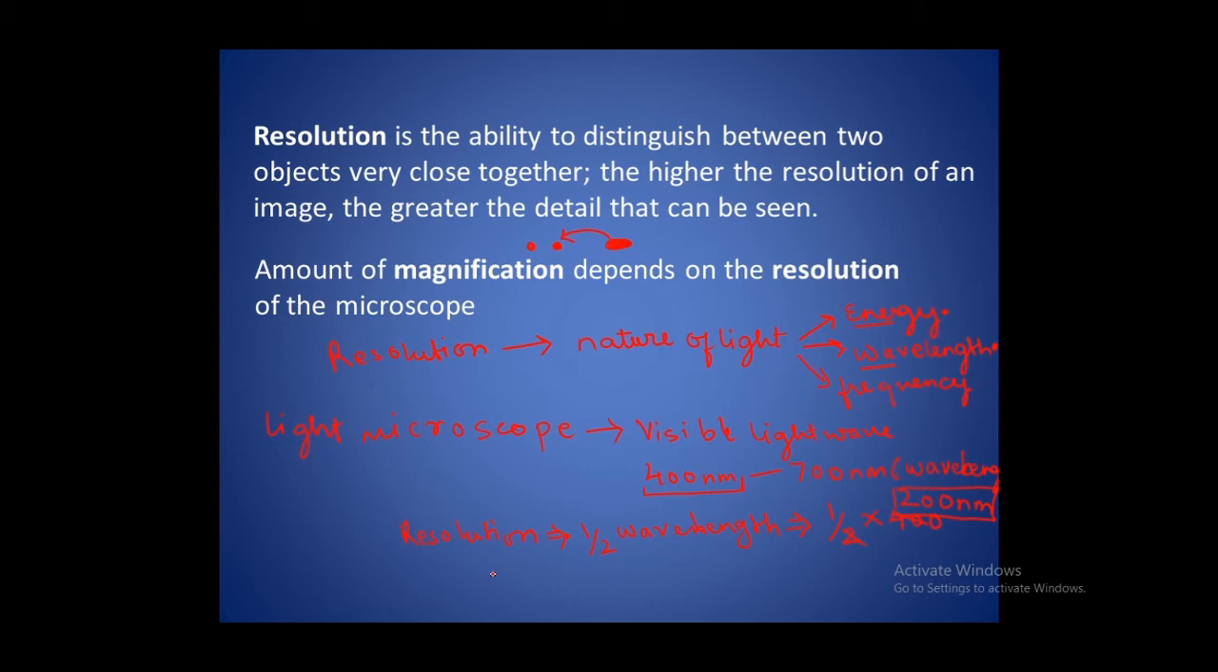So it is, as I told you again, greatly dependent on the nature of the light, especially the wavelength, and we know that higher the wavelength, lower will be the energy. Higher the energy, lower will be the wavelength. So if in a light microscope the lowest wavelength that can be used is 400 nanometer, and if you make a half of it, it will be 200 nanometer. So 200 nanometer is the resolution limit of light microscope. Similarly, we can calculate the resolution of different types of microscopes that are available, depending upon the minimum wavelength that it is using.